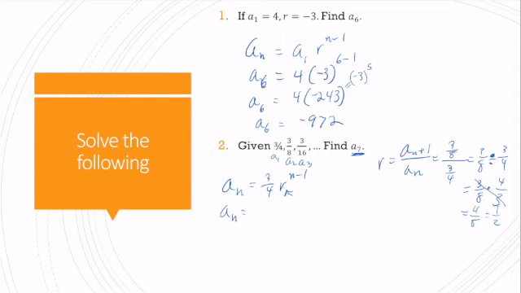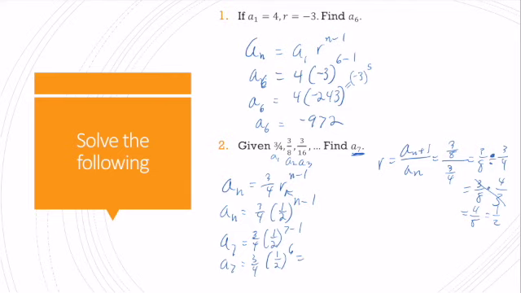So now I have a sub n equals 3/4 times 1/2 to the n minus 1. So a sub 7 equals 3/4 times 1/2 to the 7 minus 1. A sub 7 is 3/4 times 1/2 to the 6th.